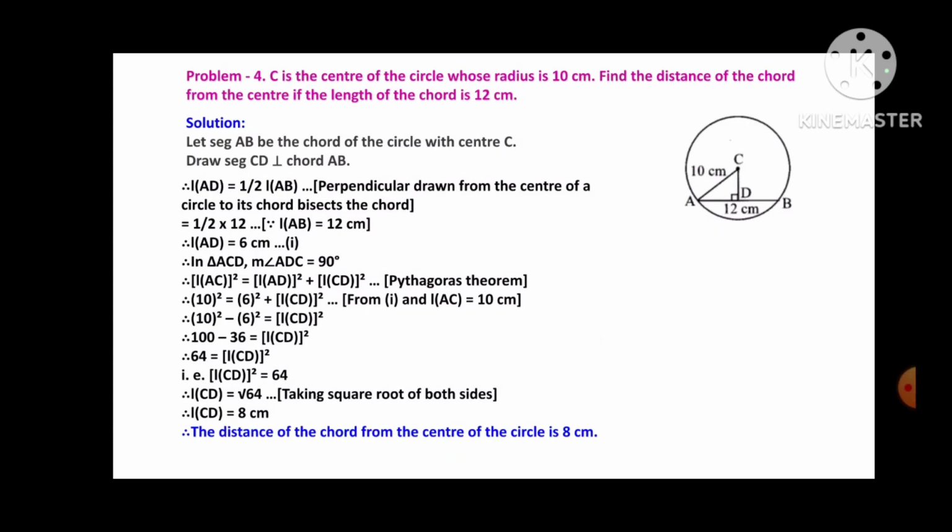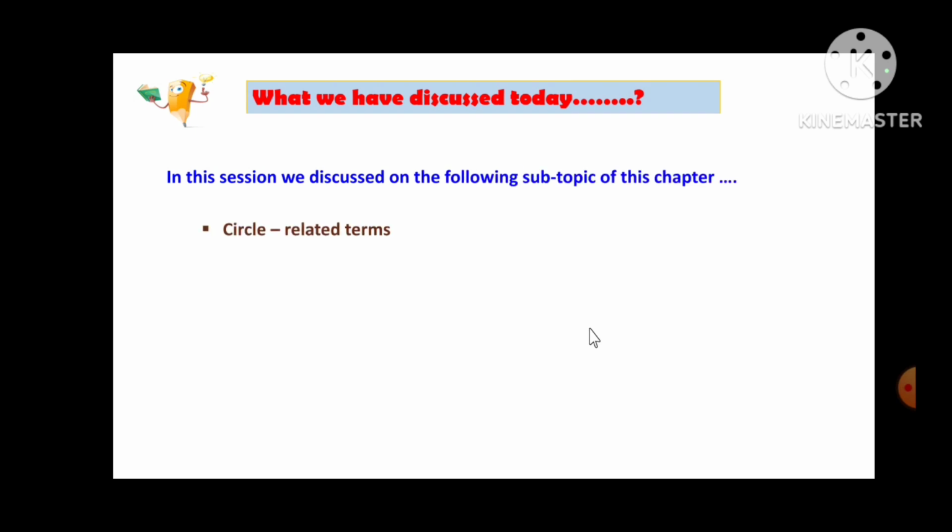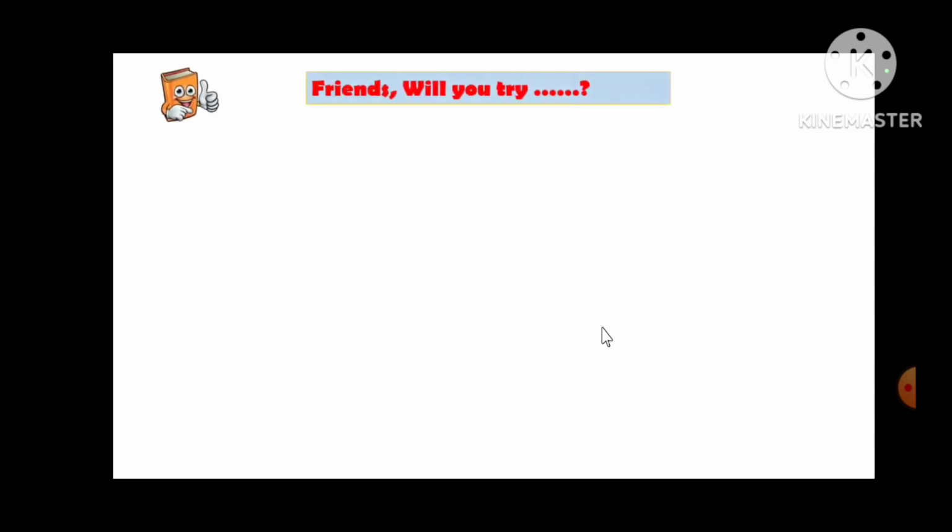So I think friends you understood this one. What we have discussed today in this session is circle, their related terms, chord of a circle and properties of chord of a circle. So friends, will you try these problems?